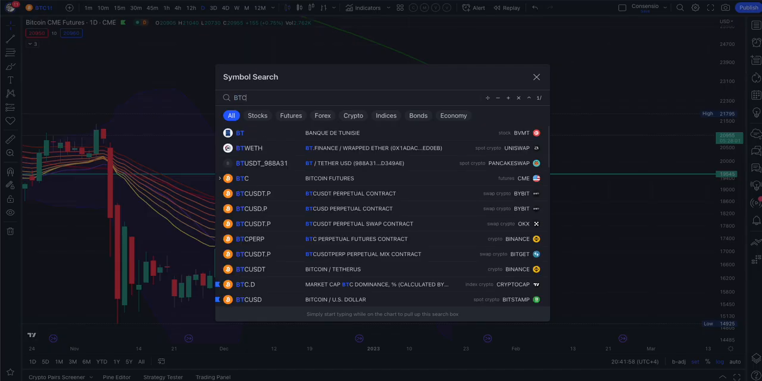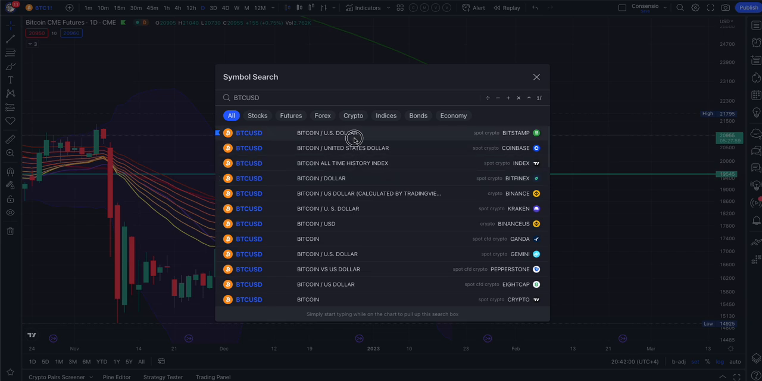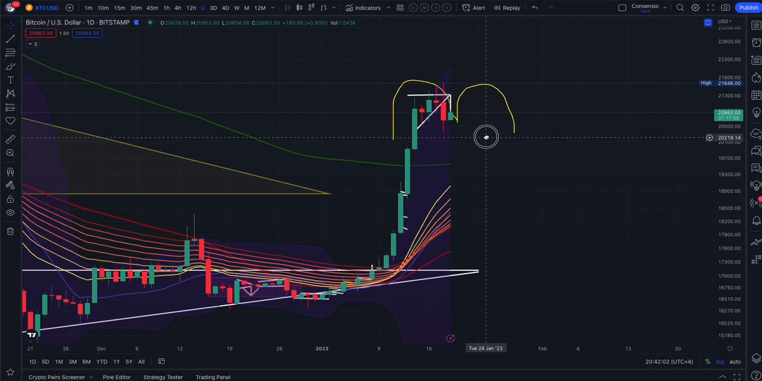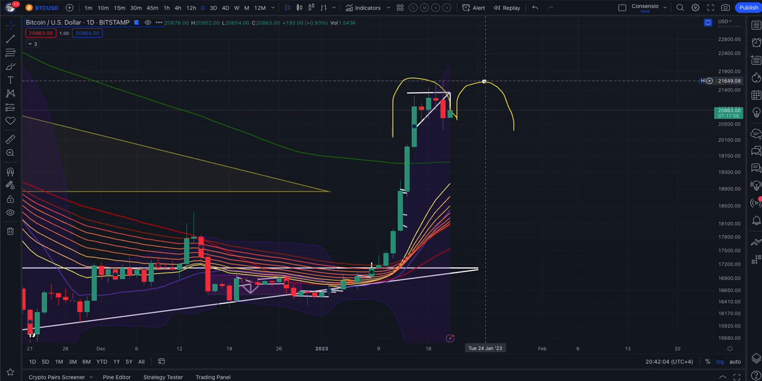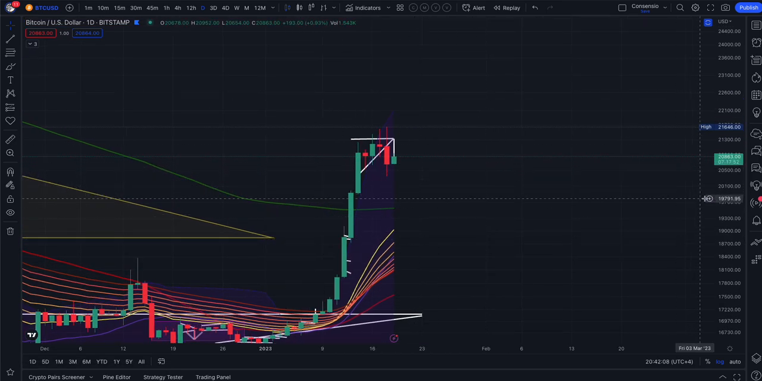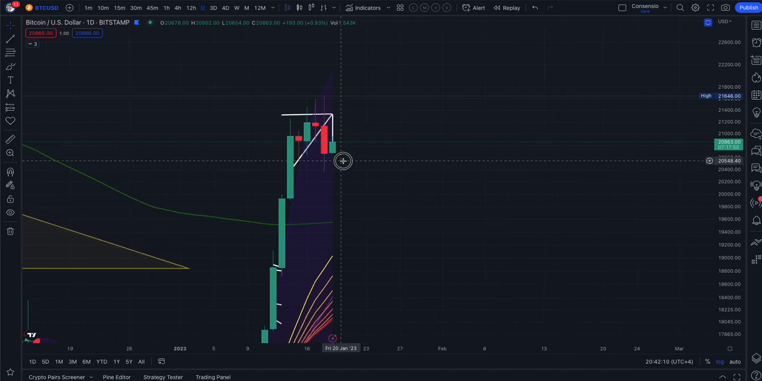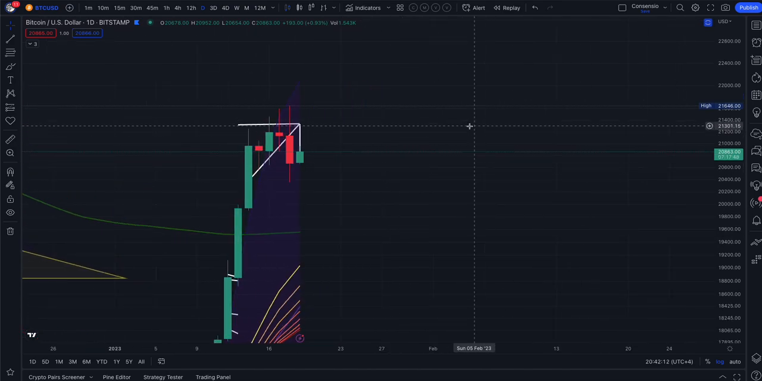The second thing we're going to look at is the normal Bitcoin chart, so Bitcoin USD, and here we go. Okay, so I was doing a video on Carl's channel, if you want to check that out as well. We saw this ascending triangle, which we broke to the downside as we discussed.